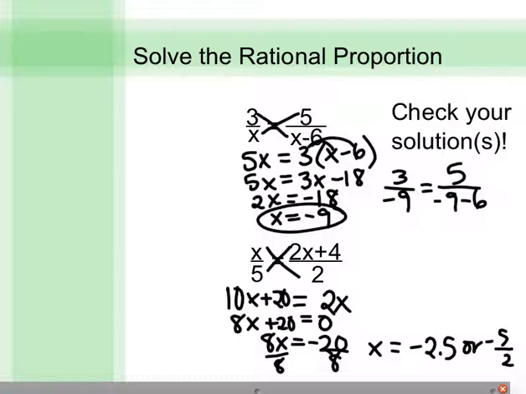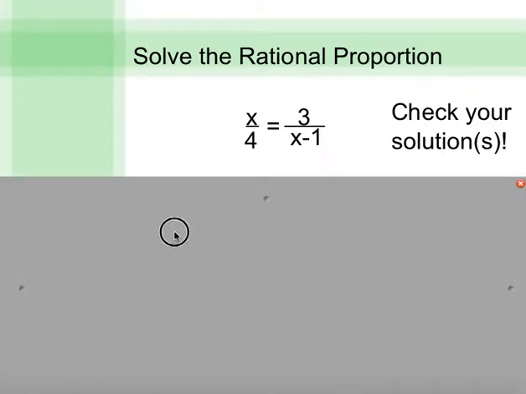Okay, and we could plug that in. Since our variables are both in the numerator, though, we don't really have to in this case because we know for sure that it's not going to make the denominator 0. So we're okay in that case. We can always check our solutions, though, to make sure that they are correct. So a couple more examples of this.